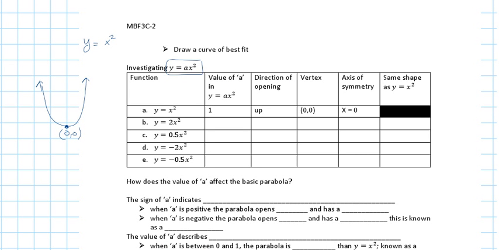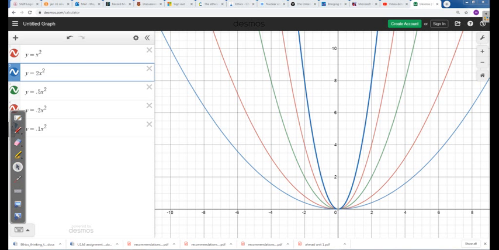Now, let's describe this. The value of A for this one is 2. The direction of opening, up. The vertex, 0, 0. The axis of symmetry did not change. It's x equals 0, right? So if we go back here, the axis of symmetry is still the same. It's x equals 0. It did not change.